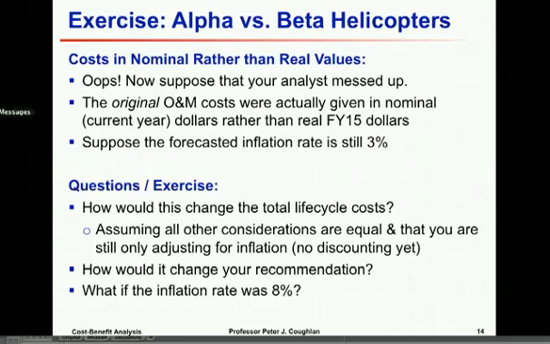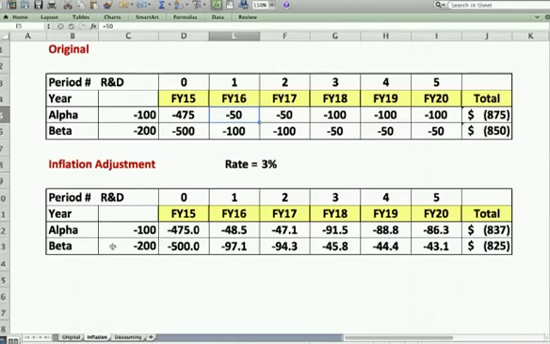Well, if we go to that tab where I had inflation, and I put in here the interest rate of 3%, you can see that at the top, the original, the decision was to go with the beta helicopter because beta was in fact the less expensive, $850 million versus $875 million, when we assumed those numbers were in fact real numbers. Now, if they were nominal numbers, we have to adjust for inflation, and so we do so.